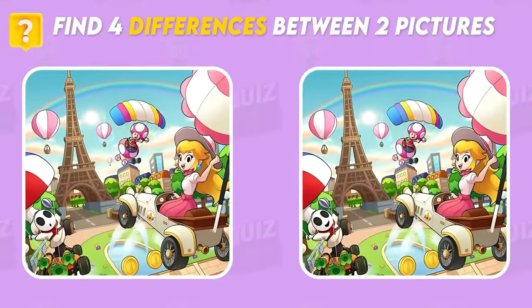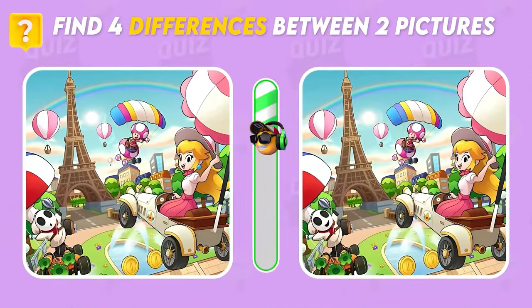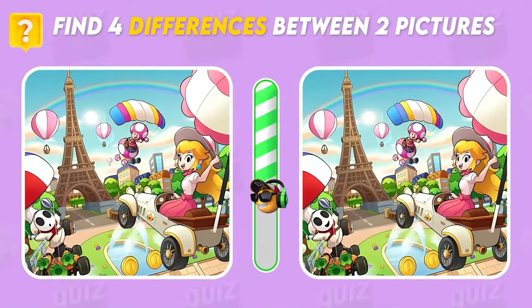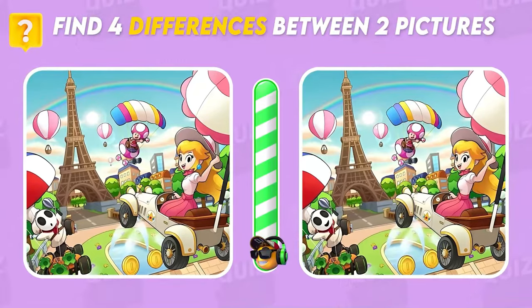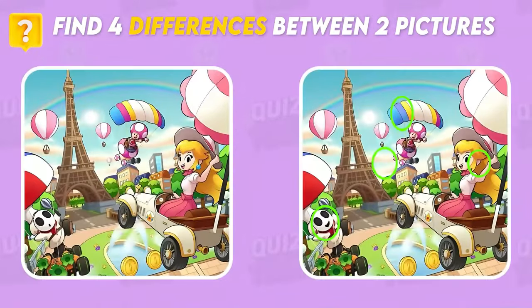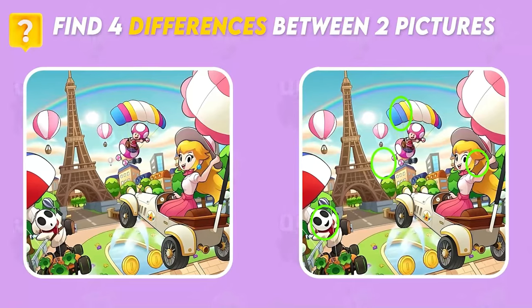Can you find the differences between these two pictures? They are here! I hope you find them all!